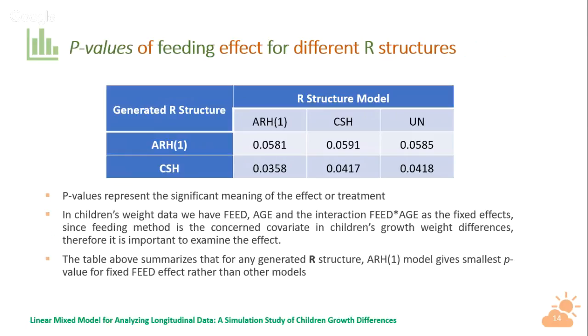Besides that, the table also summarizes that for any generated R structure, AR1 gives a smaller p-value for the feed effect than the other models. Since the linear mixed model will be more accurate in estimating parameters, we can conclude that the heterogeneous AR1 has the smallest p-value compared to the other models.